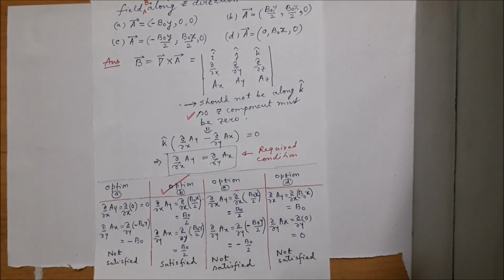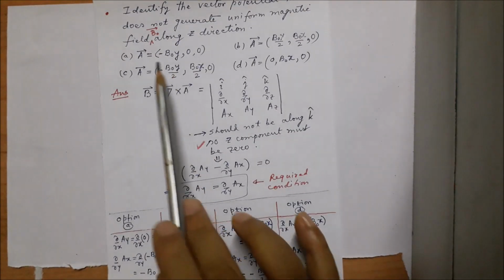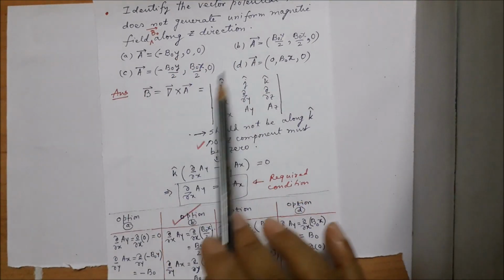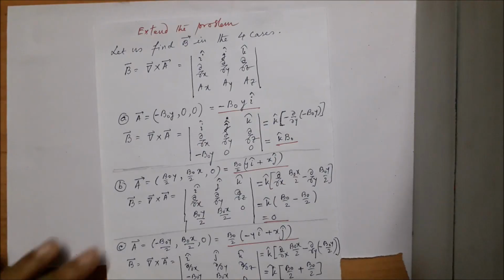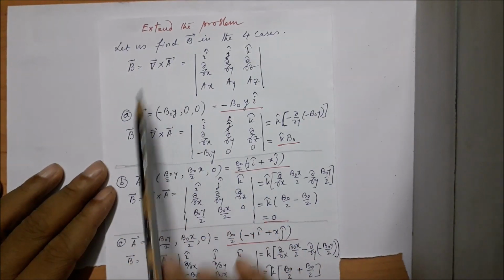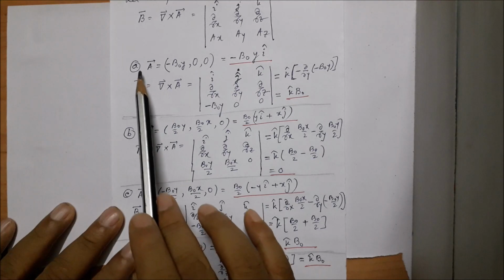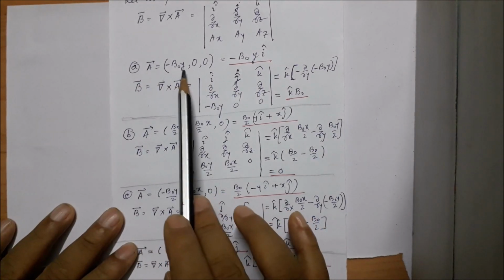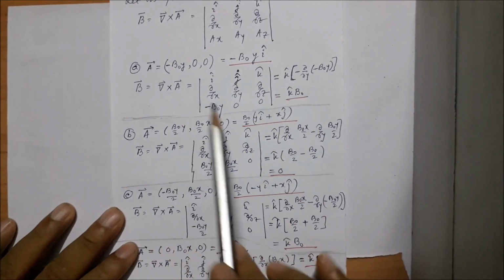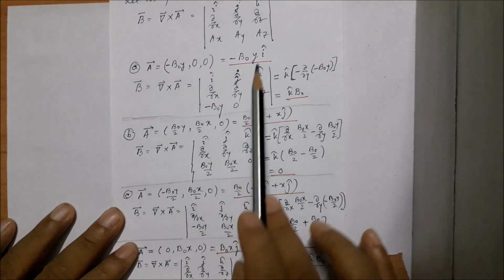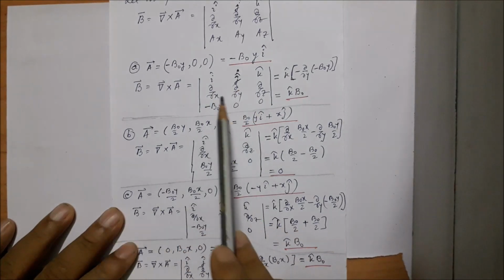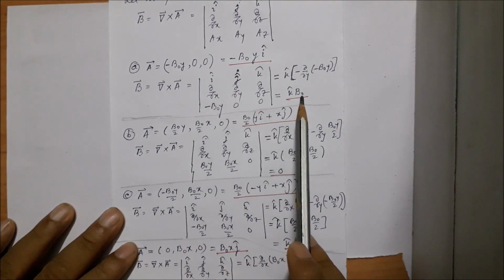Now let us extend this problem a bit further. We have four values of A. Let us find the corresponding B fields that are generated by this vector potential. So we have extended the problem. Let us find B in the four cases, and this is the equation which we can employ. Now the first A is this one, which is actually minus B0 y into i hat, and B equal to curl A takes this form. Instead of Ax we put this value, and here we have j cap component 0, k cap component 0, and if you open up this determinant we end up with k cap B0.